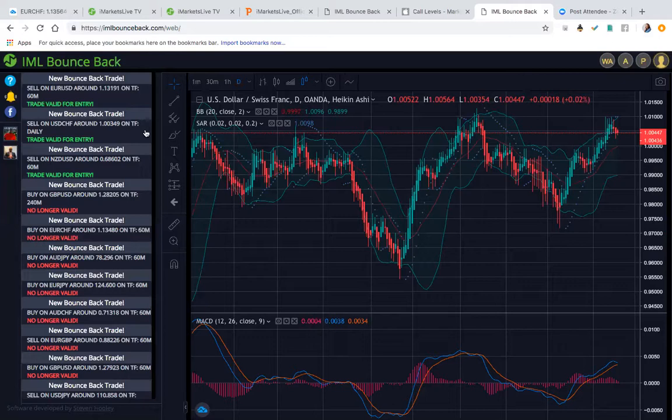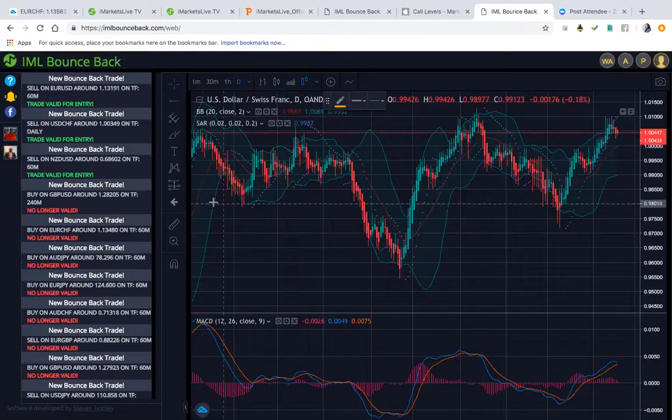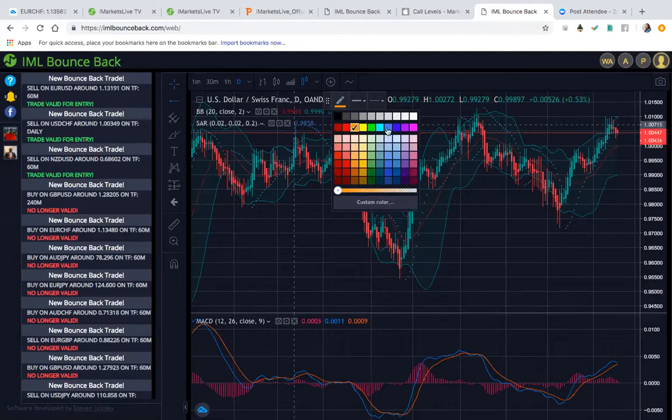And this got called on the daily time frame. And I've had persons asking me about this particular trade because I don't think that bounce back has sent out something so big before. Right? Now, this got called on the daily time frame. So what are our rules? First thing, identify the price point that they're telling you to sell at. So they're saying to sell at 1.00349. So the first thing you're going to do, horizontal ray or horizontal line, right?